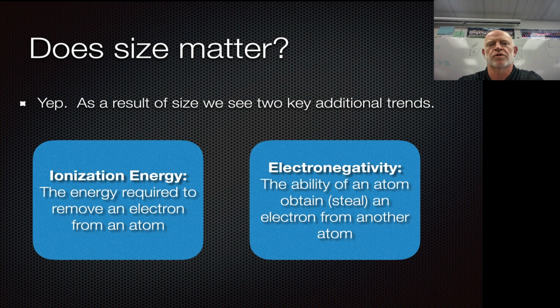Okay, in this video lesson, we're going to talk about how we can use the size of an atom to predict two more trends. And in particular, we're going to focus just in this one on ionization energy, or the energy required to remove an electron from an atom.